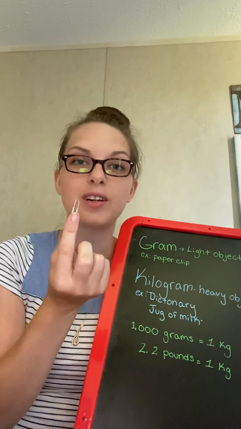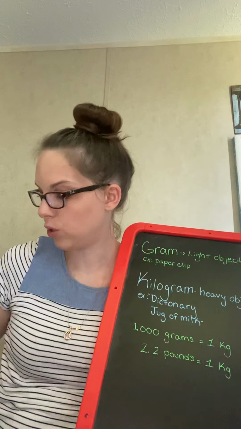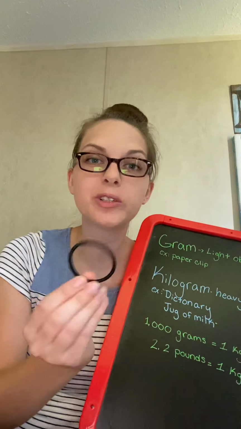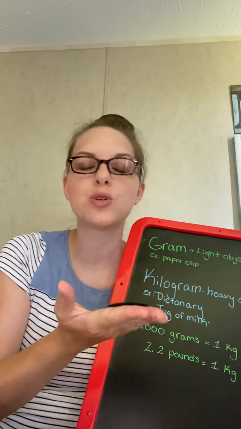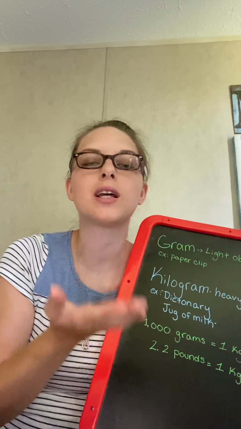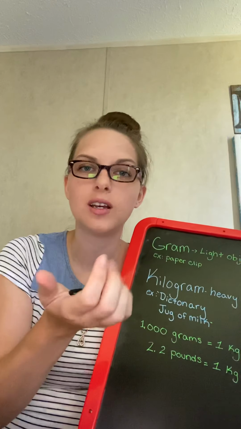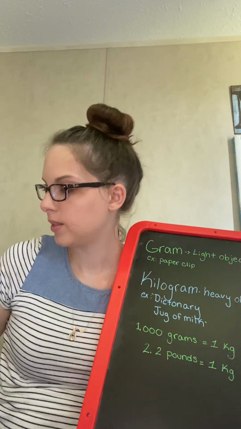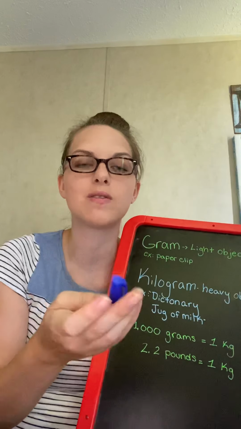See, it's very, very small and it's very light, like I can hold it in my hand. Or maybe a ponytail holder, like what's in my hair right now. And see, it's very light. When you would use grams, it would be something that's very, very light, something you could just hold in the palm of your hand like I'm doing. So let's see one more. And a pen. A pen would also be weighed in grams because it's very, very light.